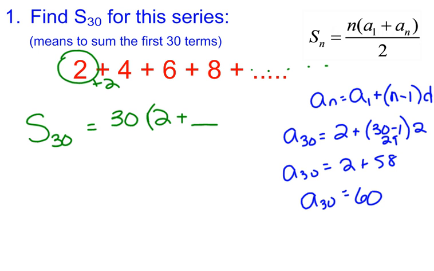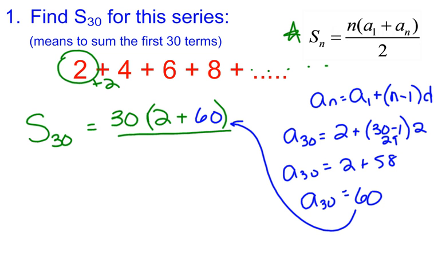Now that I've found that, I'm going to plug that in here. Oops, not a 30. My 30th term is 60, so I'll put that right here. And again, I found that by actually having to go calculate that. They did not give me that. I had to know to look for it. And then I continue with my formula over here.